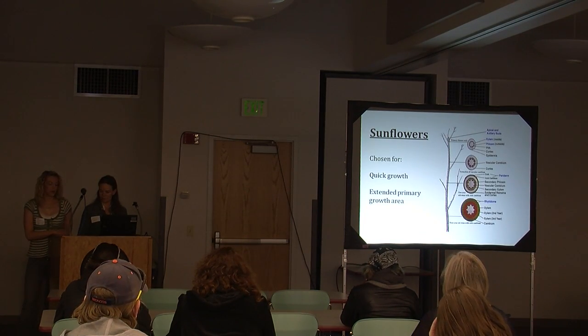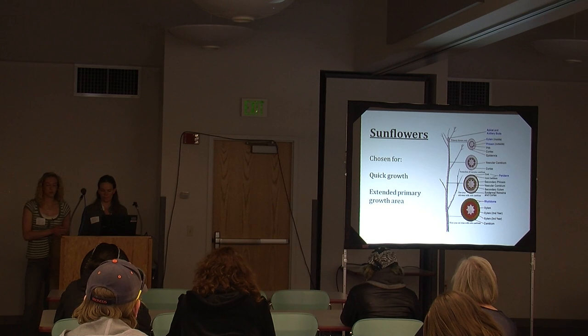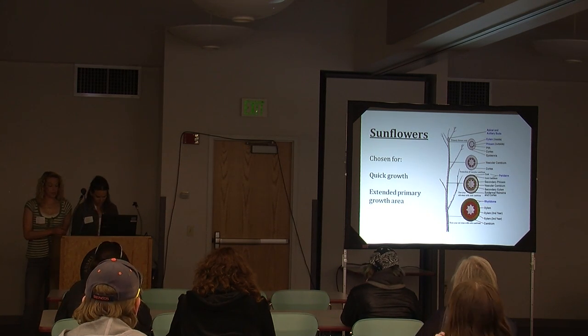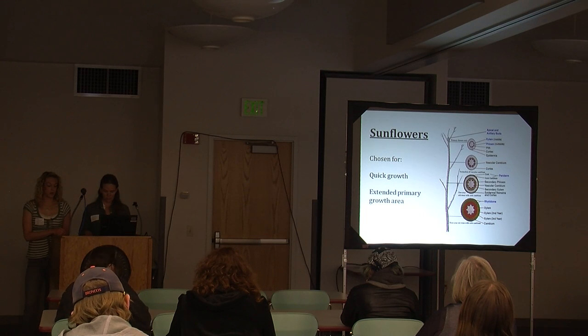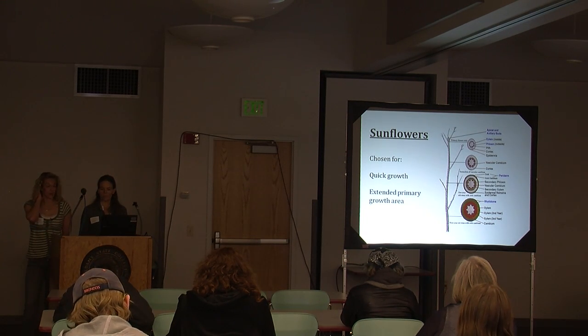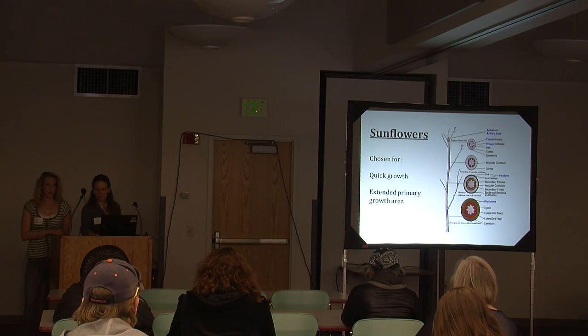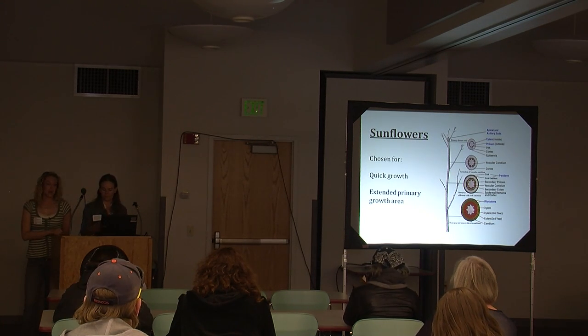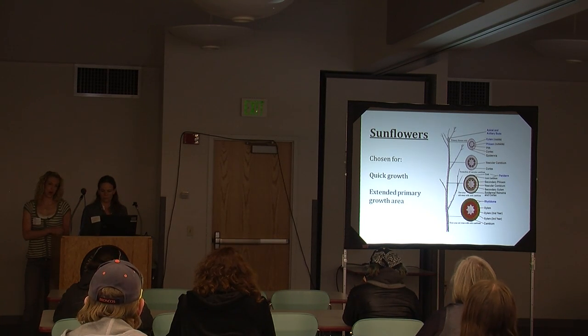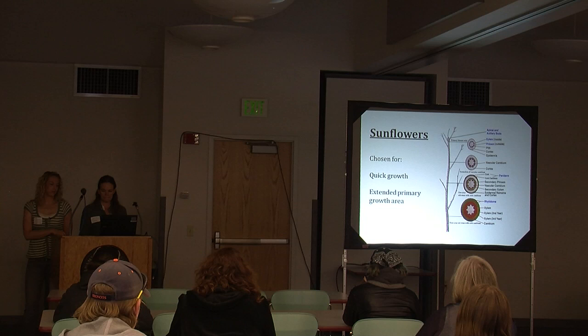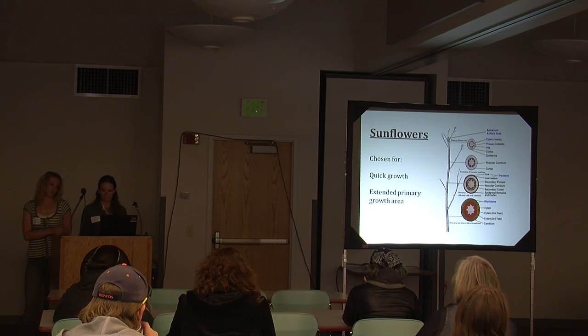We chose the sunflower because it grows pretty quick, within a couple weeks. It has extended primary growth. It is also a good source to show increased Collenchyma cell growth during the experiment because the Collenchyma cells are located near the epidermis, or the skin, which is adjacent to the vascular tissue, which includes the xylem and phloem, which help with the transport of water, sugars, starches, and all the necessary minerals.